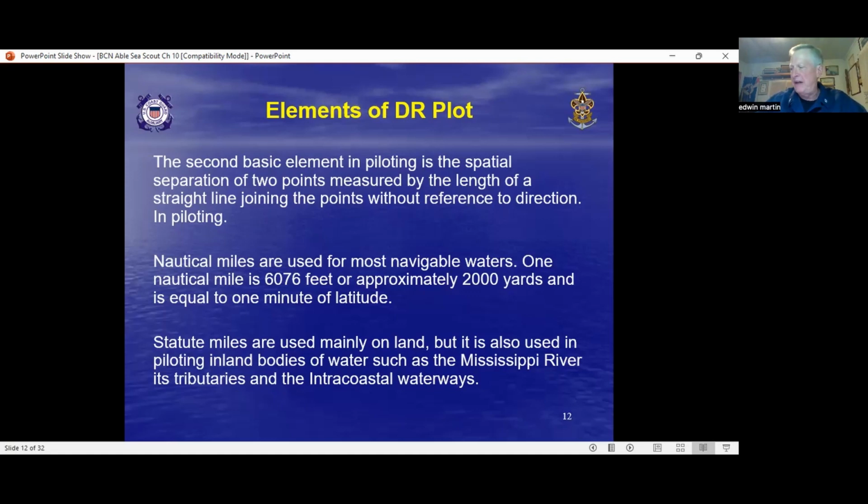Statute miles, like I said before, are basically used on navigable rivers and the Great Lakes. The intercoastal waterway also uses statute miles. And of course, we all know that a statute mile is 5,000.